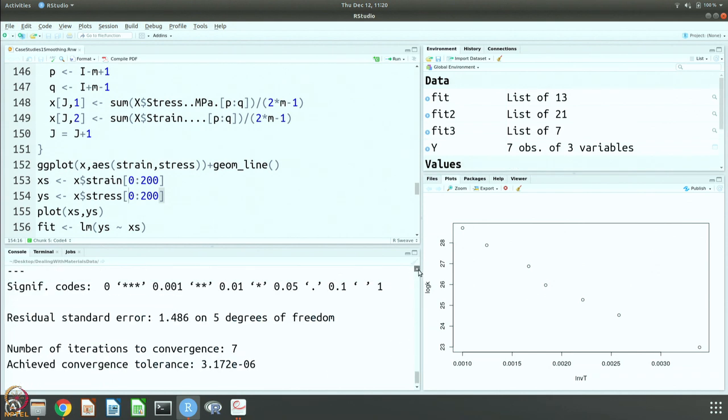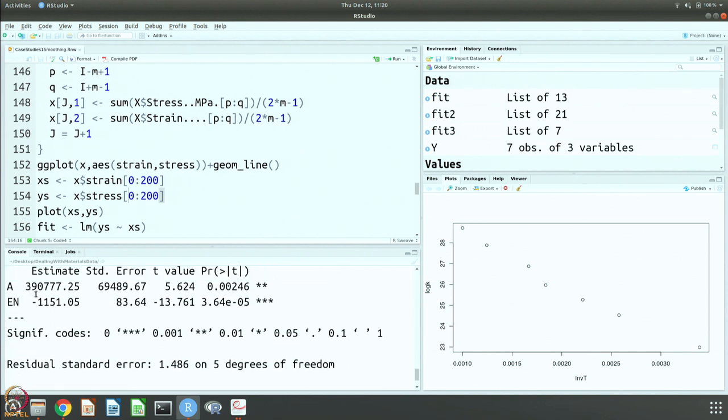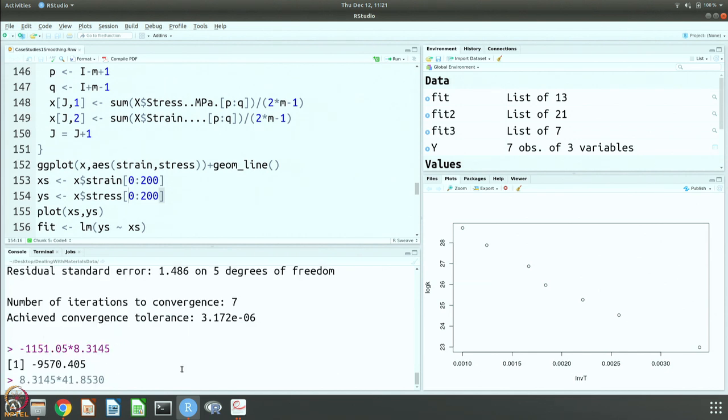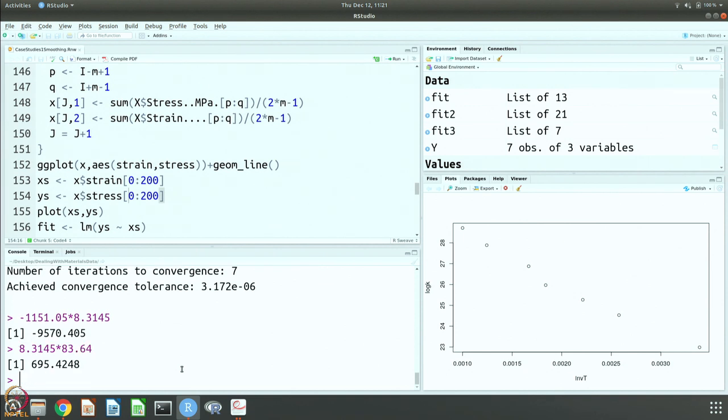Okay. So now you can see that we have fitted, and in this case also it is 3.9 plus or minus 0.7, and here again you have to just multiply by 8.3145 to get the values. Right. So it is 9.5, and the error, so it is 9.5 plus or minus 0.7 kilojoules per mole per Kelvin is the activation energy.